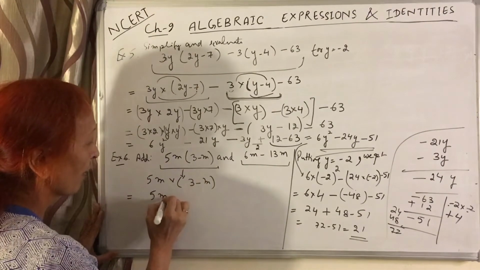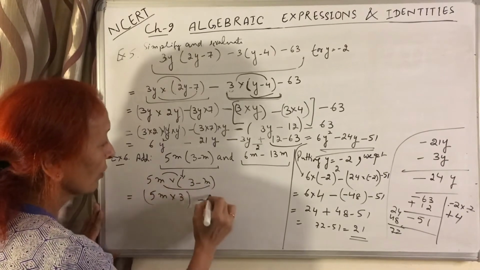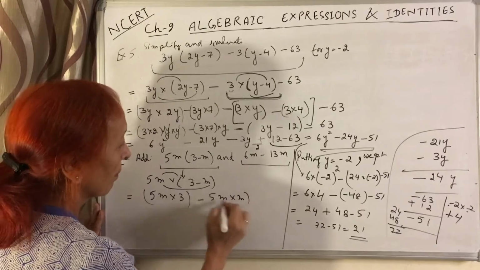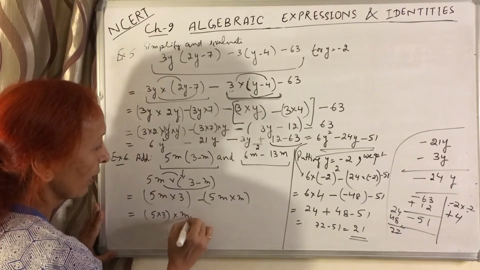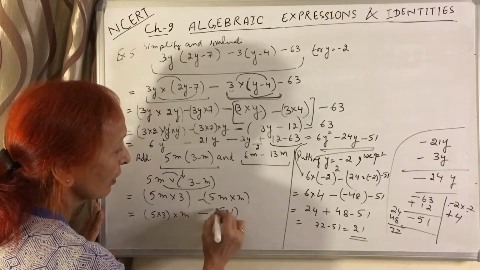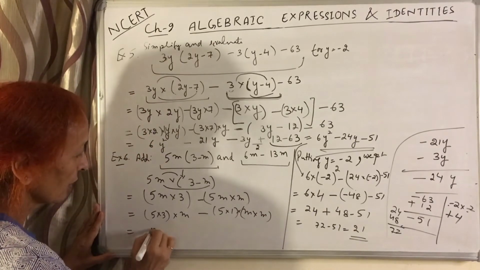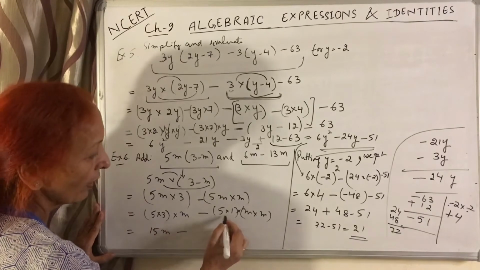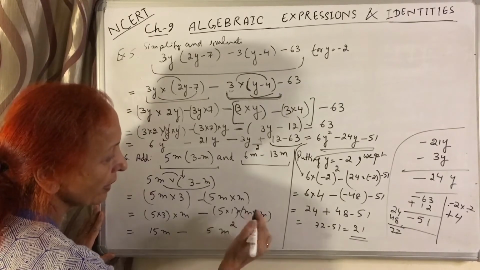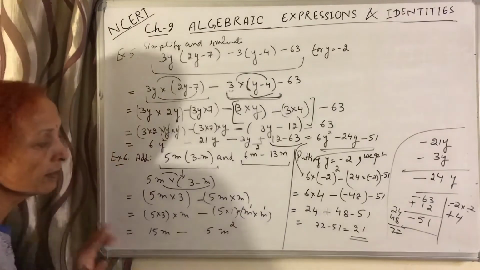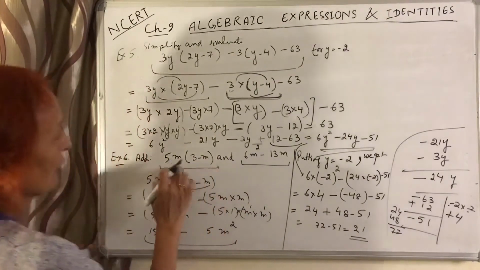This is 5m into 3, same sign here, then 5m into m. So this is 5 into 3 into m minus 5 into 1 into m into m. Okay. So this is 15m minus 5 into 1, 5, m into m is m square. In the same way, powers will be added. No power means 1, so 1 plus 1 is 2. This is the simplification of this expression.